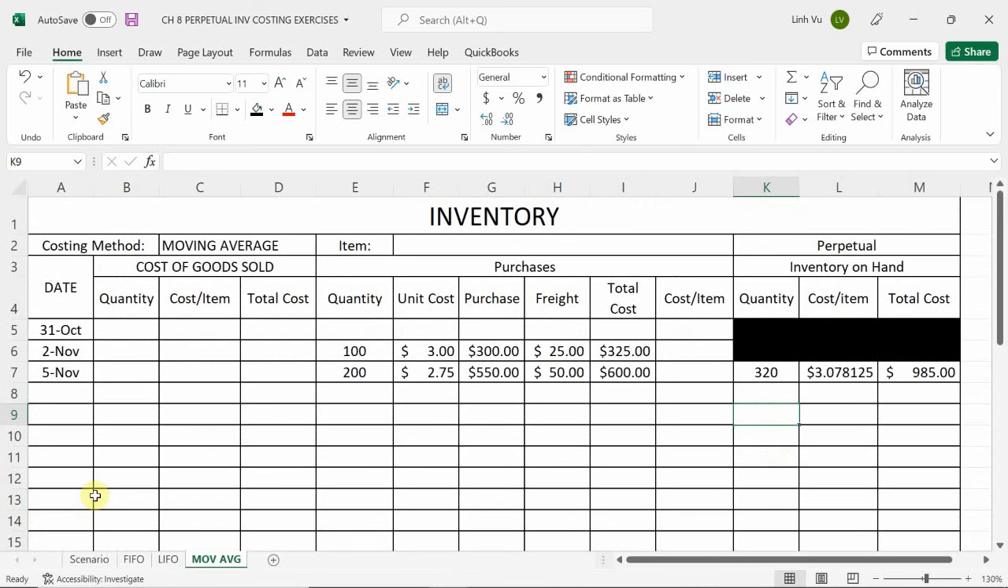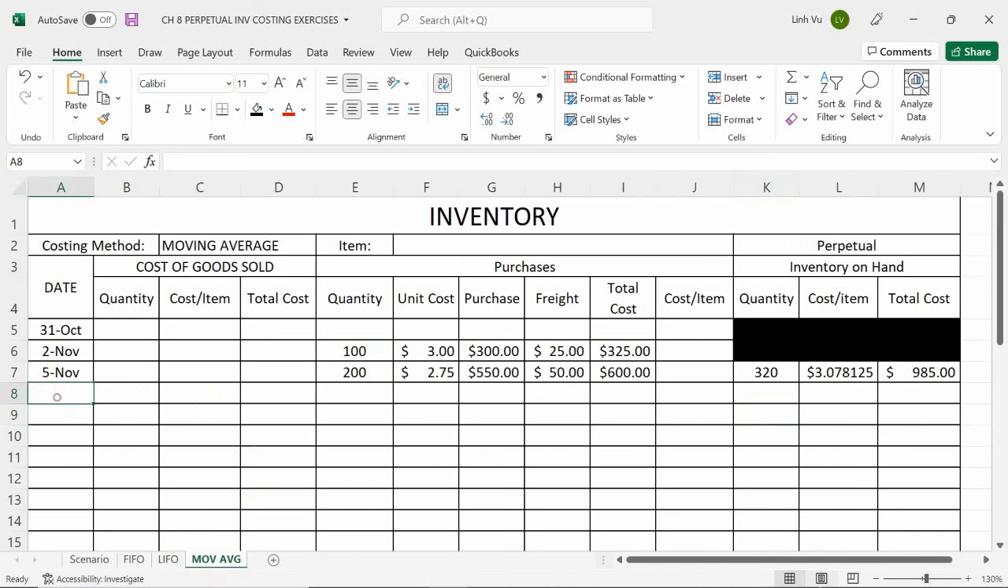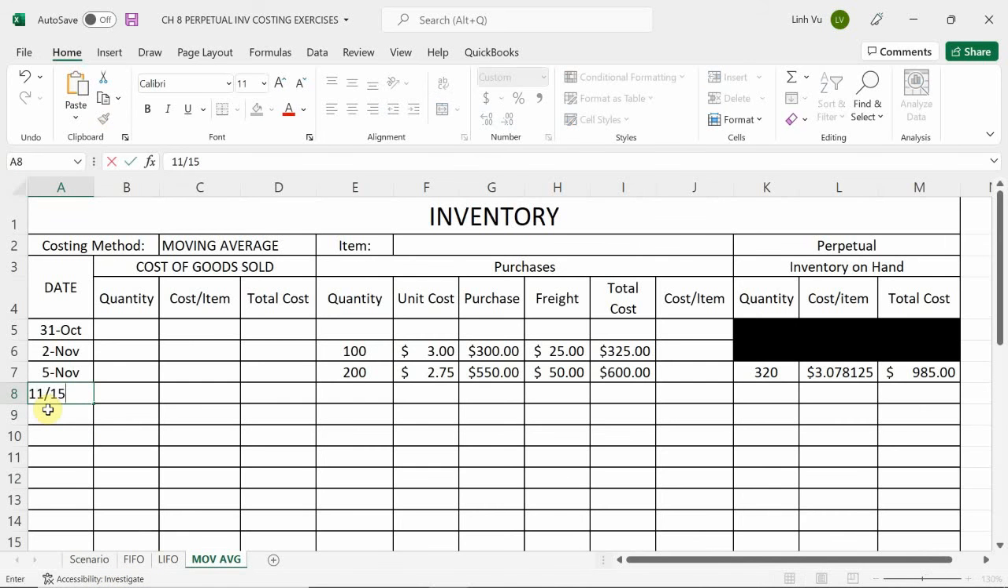All right. So then let's see what happened next. November 15, we end up selling 115 units at $10 each. Was it November 10? I don't remember the date. November 15, we end up selling 115 units. We sold 115 units. How much did it cost me per item?